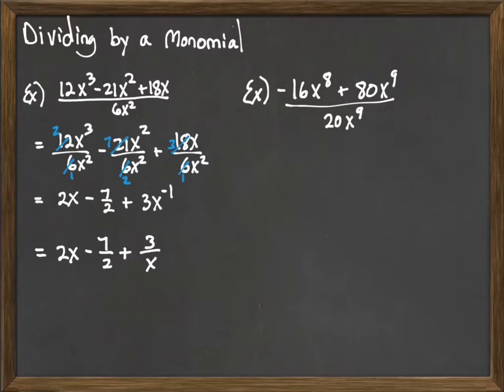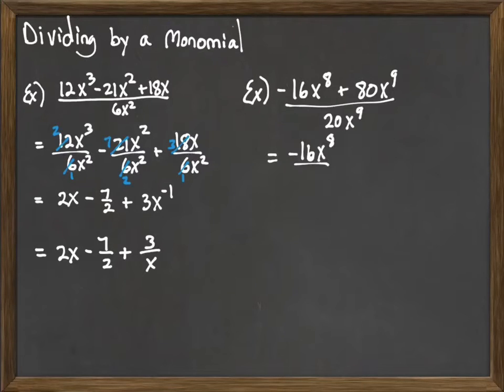Okay, so welcome back. In the last example, we just divided that polynomial over there by this single term, and we want to do just a couple more examples of that. So here we have the polynomial minus 16x to the 8th plus 80x to the 9th divided by 20x to the 9th. So here we have a binomial, a two-term polynomial divided by our monomial.